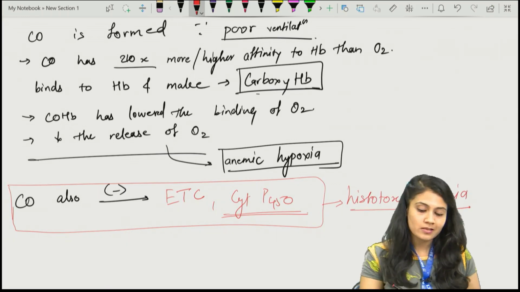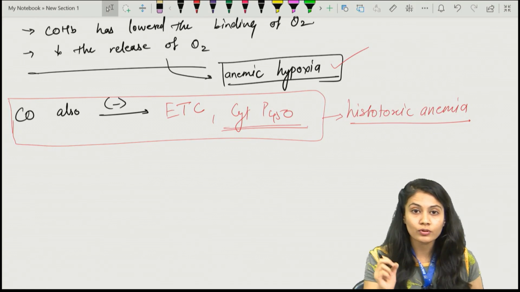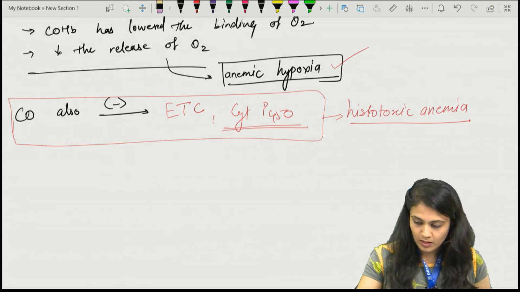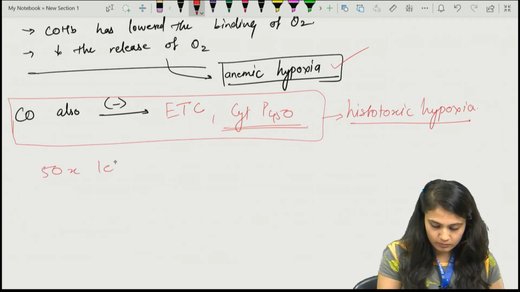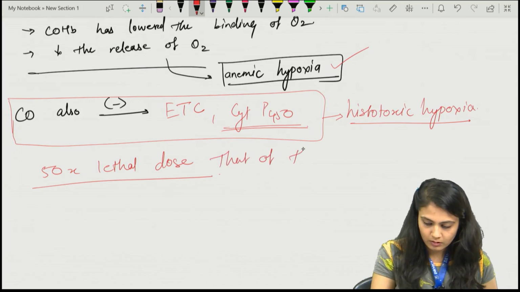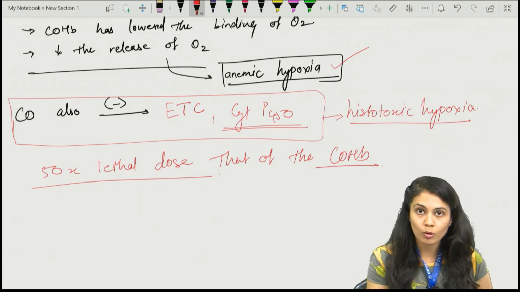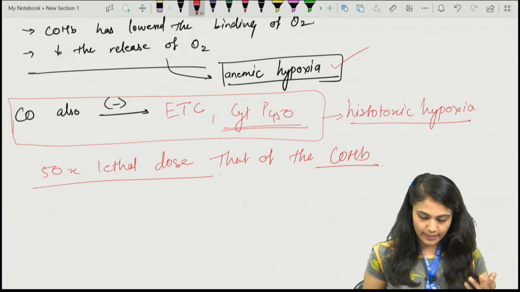Then what is the main mechanism? The main mechanism is still the anemic hypoxia. Why? Because the histotoxic hypoxia occurs at 50 times the lethal dose of the dose required to form the carboxyhemoglobin. But before that, the anemic hypoxia will occur and the patient will be dead in some time.